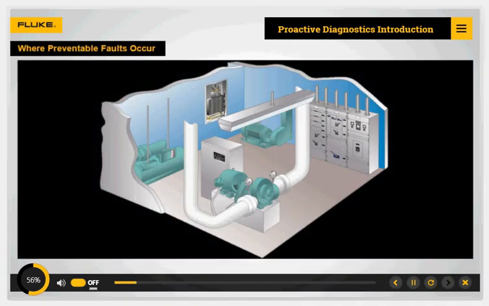What are some of the most common issues that can be prevented with regular inspections? Use your mouse to roll over the 5 different circled components to discover where the most common preventable faults occur. You must review all 5 components to continue.